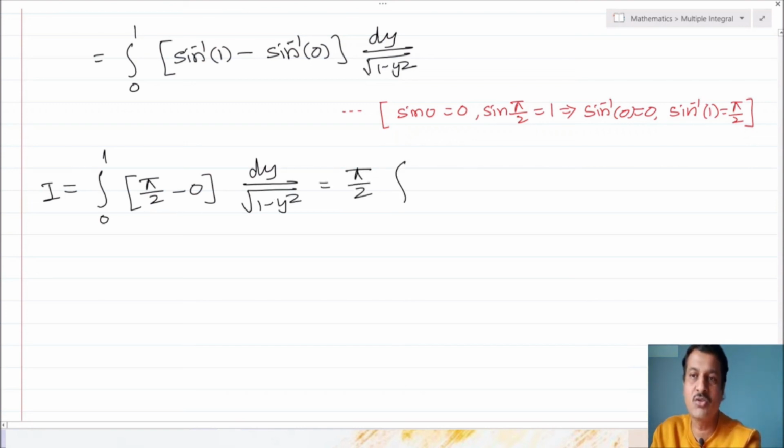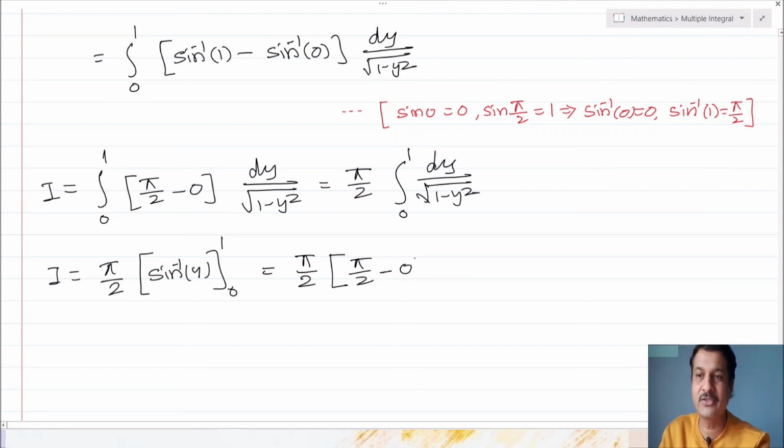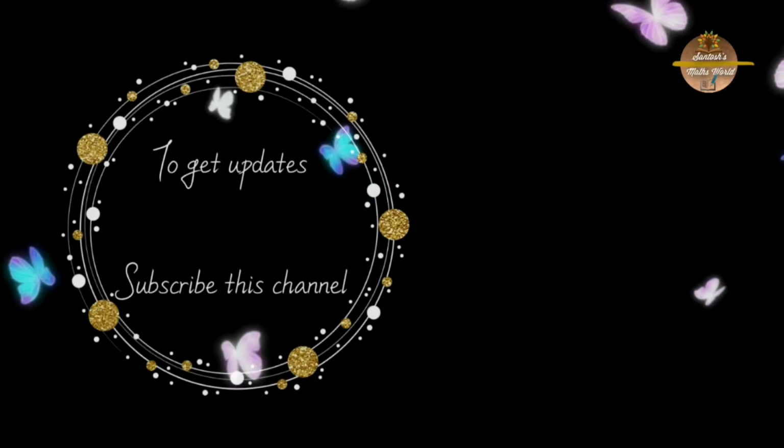So pi by 2 is a constant, so take it outside: integration 0 to 1 dy upon under root of 1 minus y square. Again by the same formula, it is sine inverse y, and here limits 0 and 1. Again similarly we can write pi by 2 as it is here, sine inverse 1 is pi by 2 minus sine inverse 0 is 0. Directly I am taking it now. So I am getting I equal to pi by 2 into pi by 2, that is pi square by 4, is your required result.